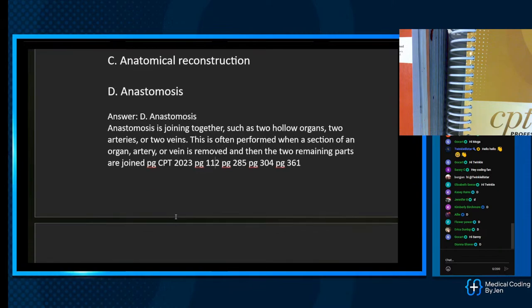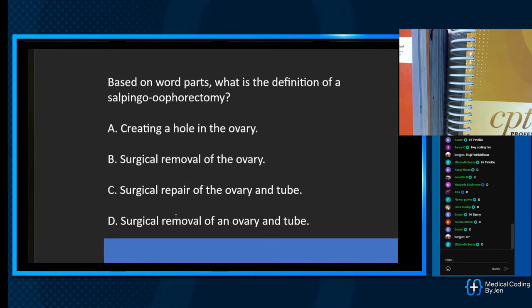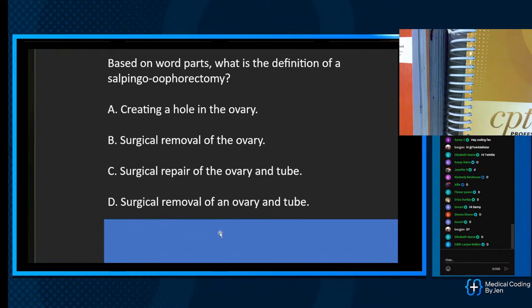So it's cool. And what about our removal of our ovaries here? What's the definition? Are we creating a hole, removing an ovary? Are we removing ovaries and tubes? What are we doing with this one?